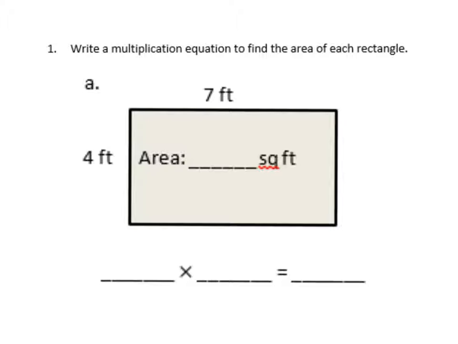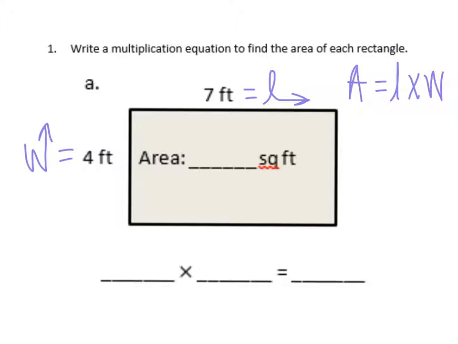So, how do we solve for area? Do you remember what the formula for area is? So the formula for area is A equals length times width. Remember, the length was what goes side to side, left to right. The width is what goes up and down.